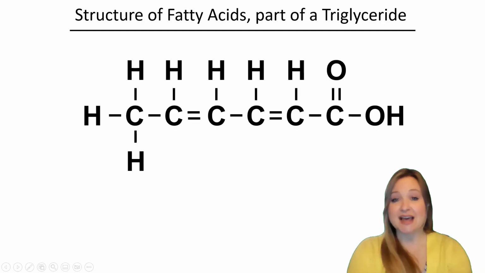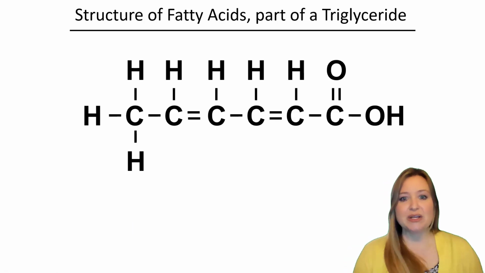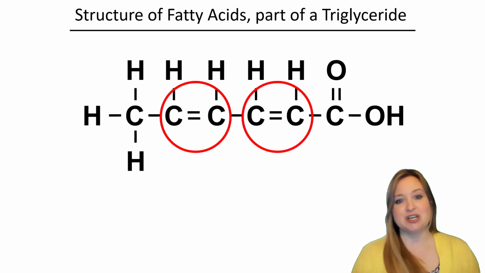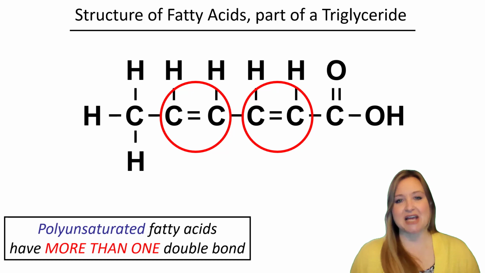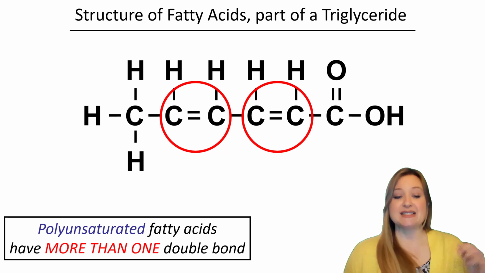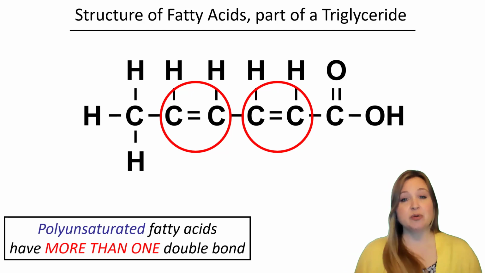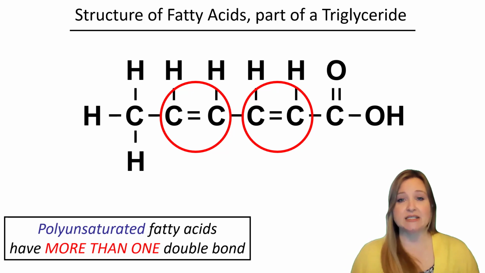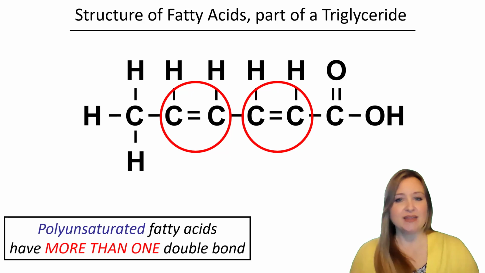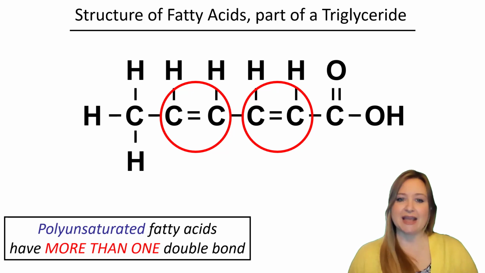Now here is another fatty acid structure, and what do you notice here? There are two double bonds present. And so we call this a polyunsaturated fatty acid because it has more than one double bond. A single double bond in the hydrocarbon part of the fatty acid, we call a monounsaturated fatty acid. But if it has more than one, then we call it a polyunsaturated fatty acid.